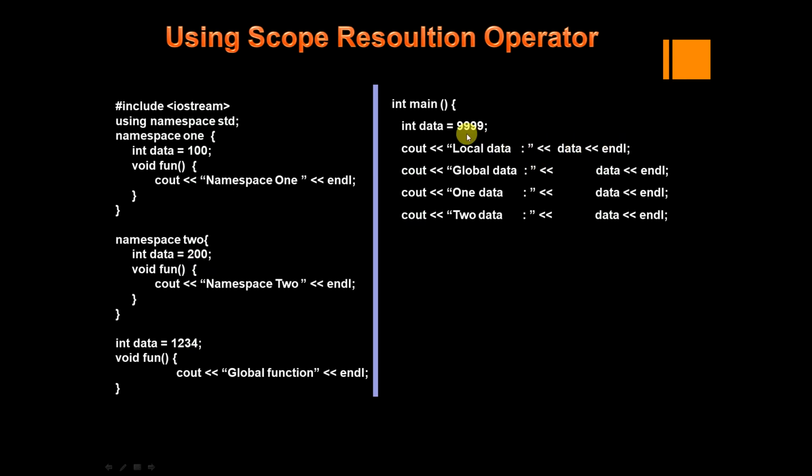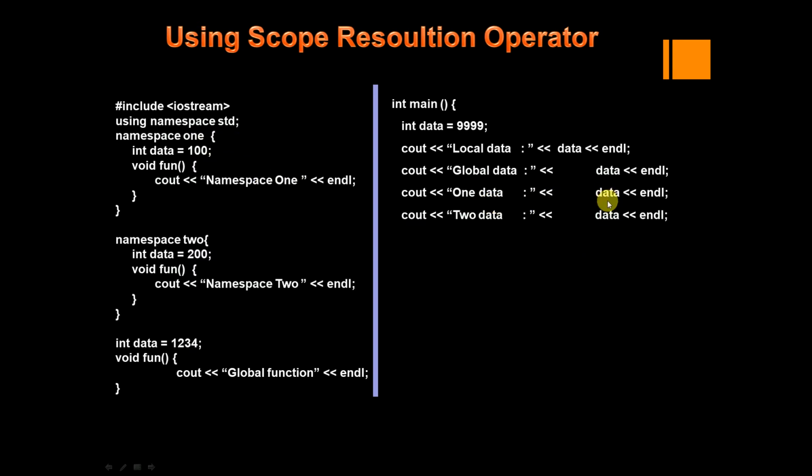It will print only 999, because local variables always have higher priority. Now, what do I have to do to access the global data, that is 1234? If I give data, the priority will always be given to the local data, so we will get this one only. And if I want to print namespace one's data, then what do I have to do?